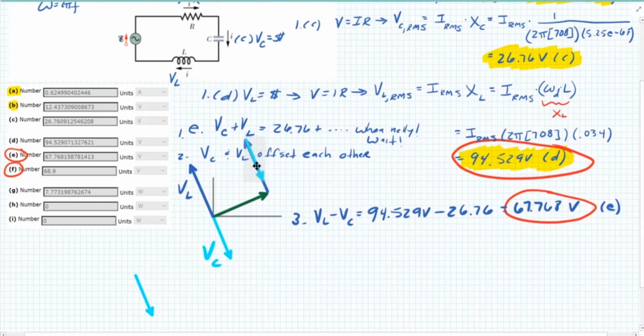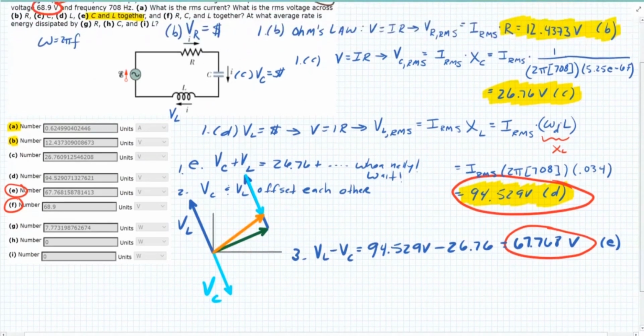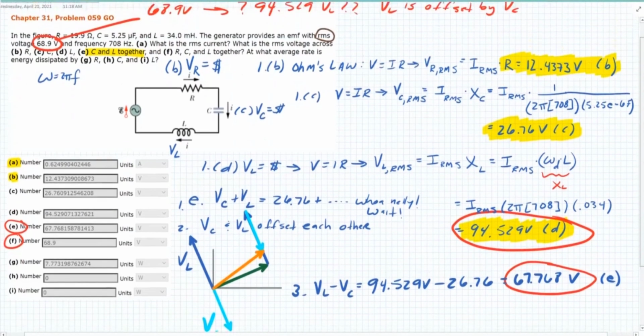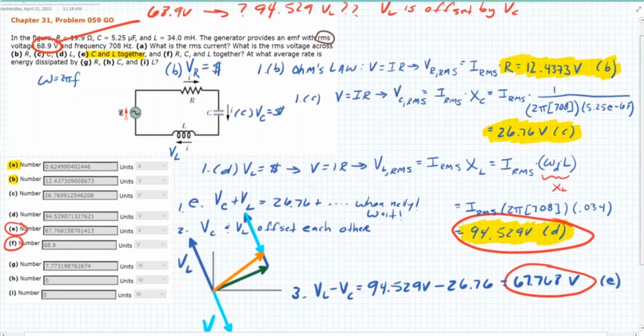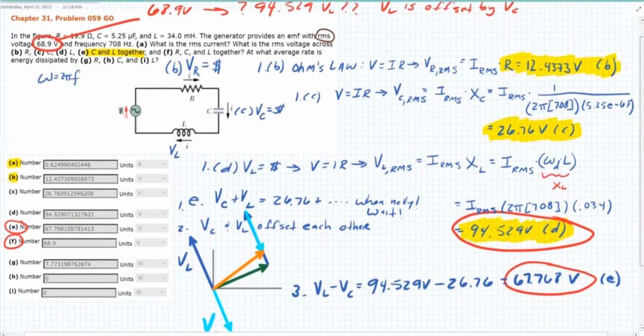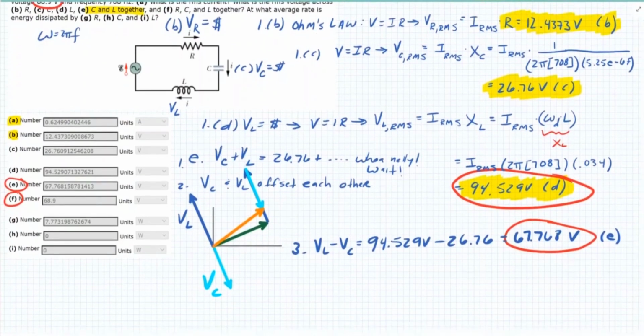There you go, like that. And here's the answer: this orange vector. Ready, set, go. Okay, that's my orange vector. This is the combination of the voltage drops across my resistor, capacitor, and inductor. This is, in fact, my EMF voltage at the time.